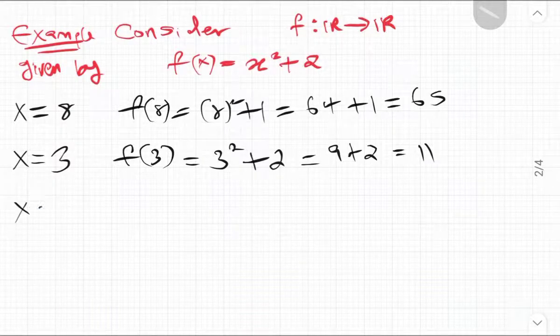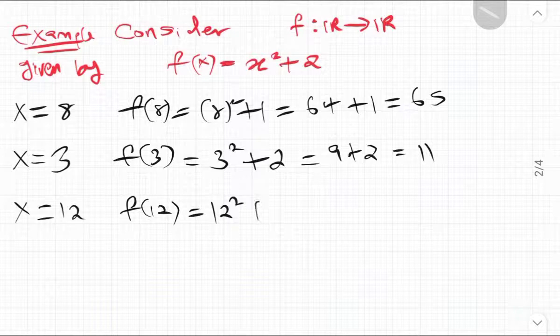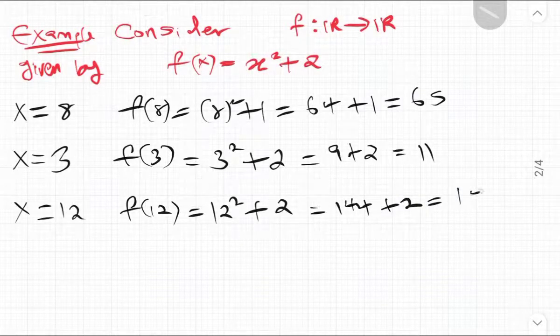Let's put in another value. Let's put in 12. So we have f of 12, which is 12 squared plus 2. 12 squared is 144, plus 2, we have 146. So it looks as if for each input x, the function gives exactly one output.